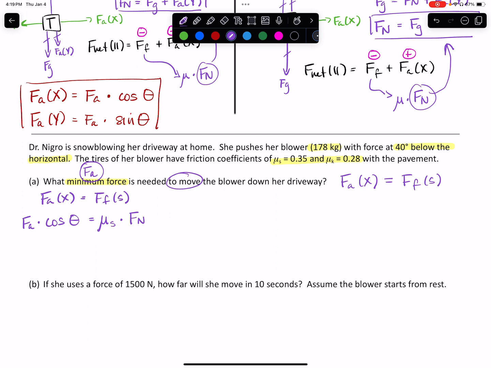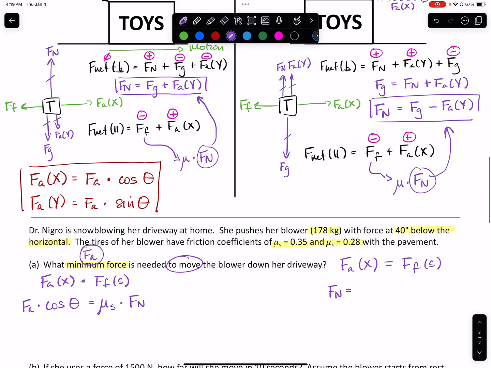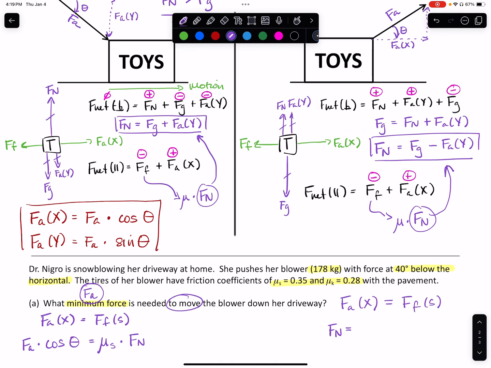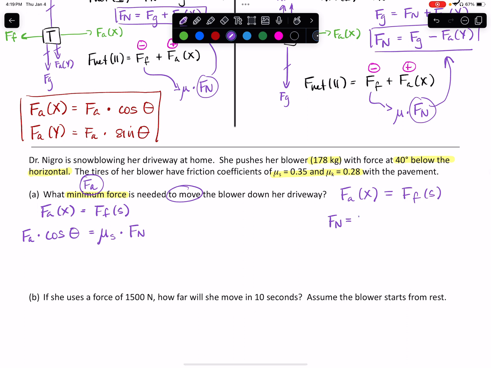All right, now I could do some plugging in, but in class, I found that that was very confusing for my students. So instead, what I'm going to do is go over to the side and solve for the normal force. Up above, I found that the normal force was equal and opposite to the sum of the gravitational force and the y component of the applied force. So Fg plus the y component of that applied force will give me the value for Fn, and then I can plug that in over on the left.